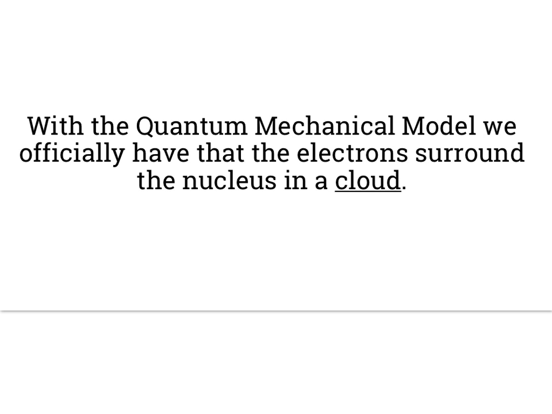So, with the quantum mechanical model, we finally have that electrons surround the nucleus in a cloud. As a reminder, nucleus and our cloud. That is basically the quantum mechanical model. Now, it goes into the different shells and subshells and orbitals, etc., but it basically says that we have a cloud of electrons as opposed to actual set paths.